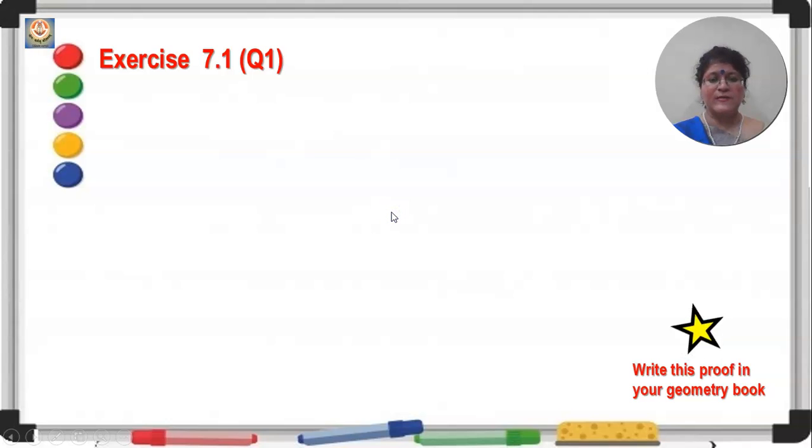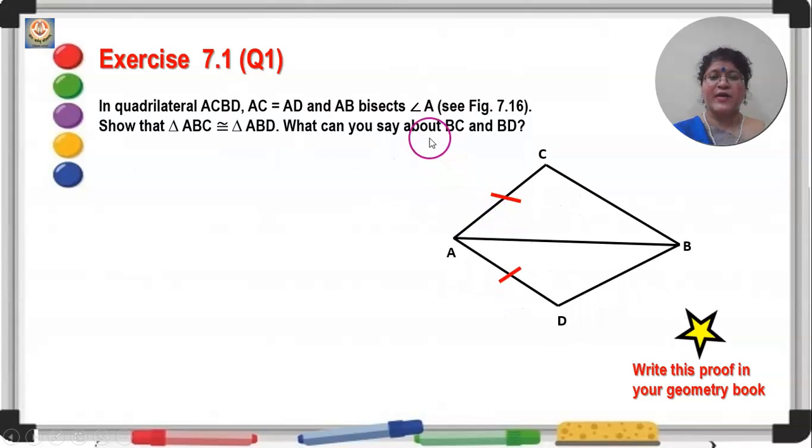Now the first question, this is the diagram and the question is in quadrilateral ACBD. It is mentioned that AC is congruent to AD and also this AB is bisecting this angle A. Figure 7.16, that is what is given in the textbook. You have to prove these two triangles congruent, and what can you say about BC and BD? So how do you do this?